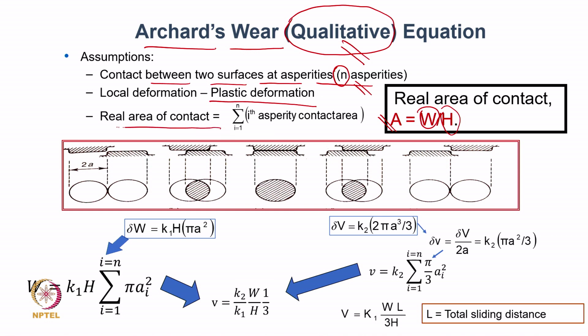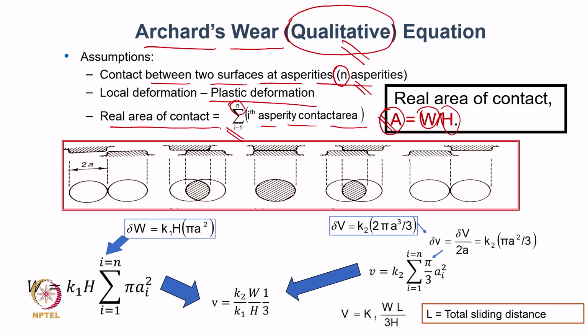Now, if I think of the real area of contact, A, it is a summation of the contact areas at the asperities, and we know there are n asperities. So, we need to think about the summation: what will be the area of contact at asperity 1, plus the area of contact at asperity 2, plus the area of contact at asperity 3. This is where the Archard equation formulation starts.